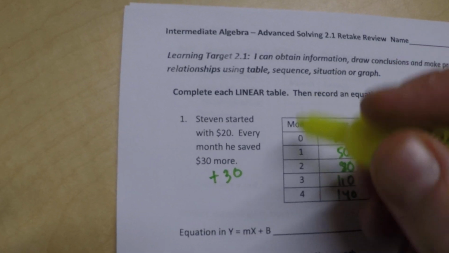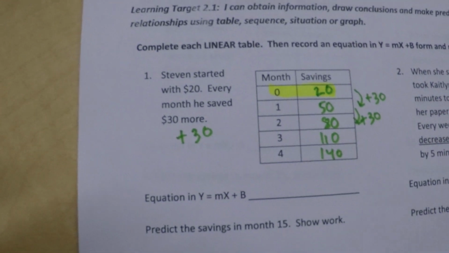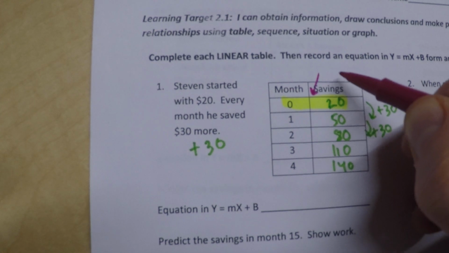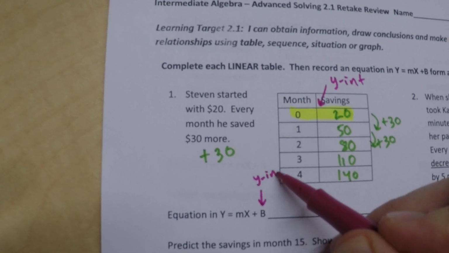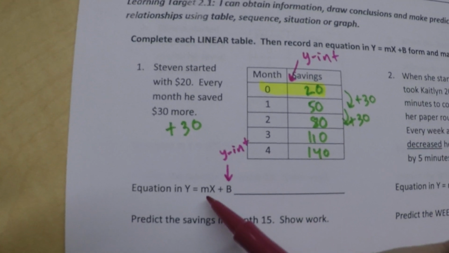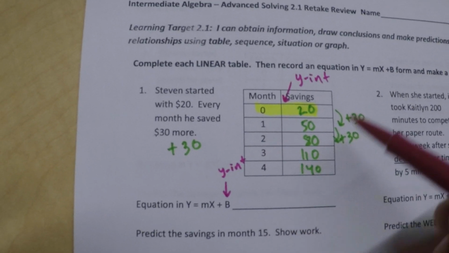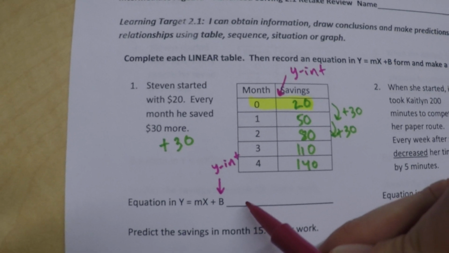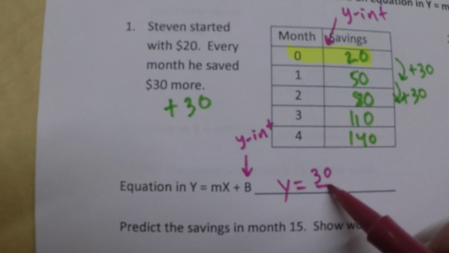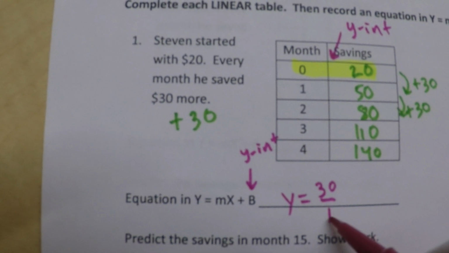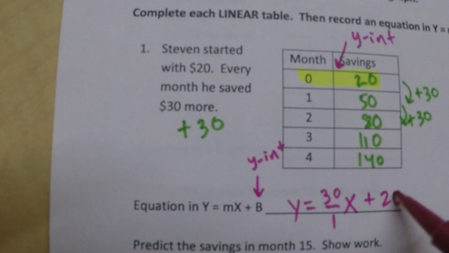Then, whenever x is 0, that is your y-intercept. So right here, y-intercept. So that's always this one, y-intercept. And then your slope right here is your rise over your run. So the run is going up by 1, the rise is going up by 30. So far we can write an equation then. So y equals 30 over 1, the rise is 30, the run is 1, then we got to put x right next to the slope, plus the y-intercept of 20.